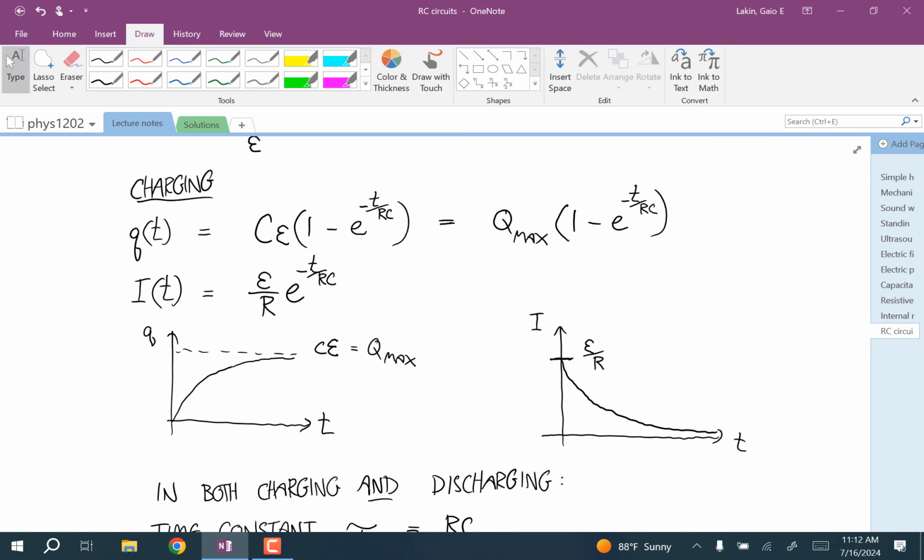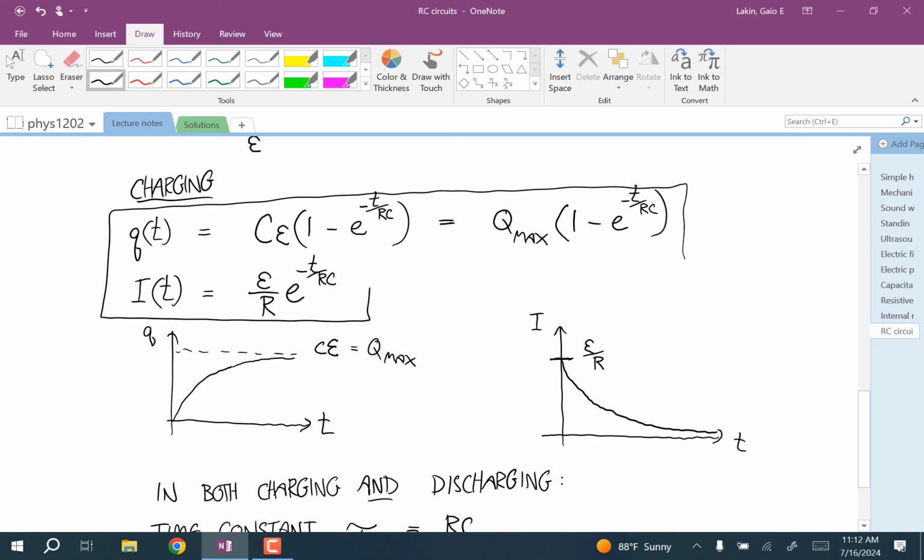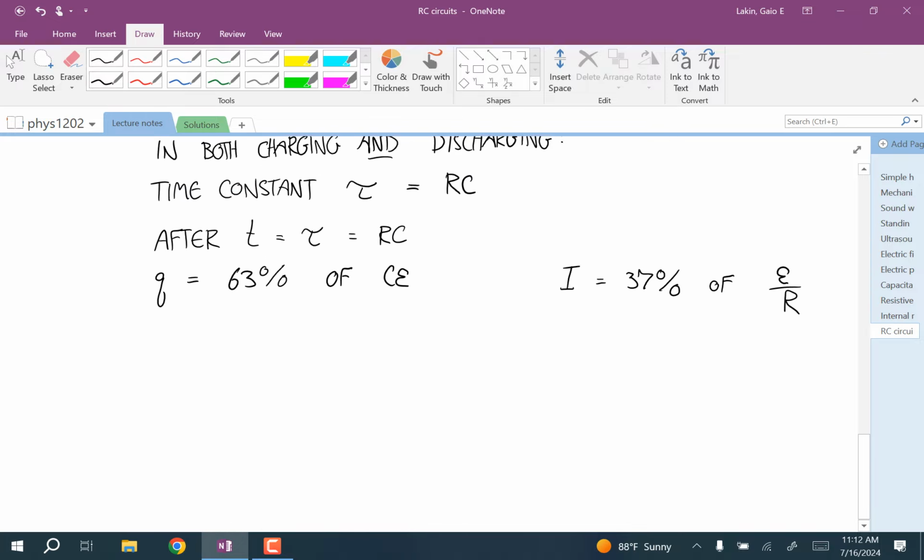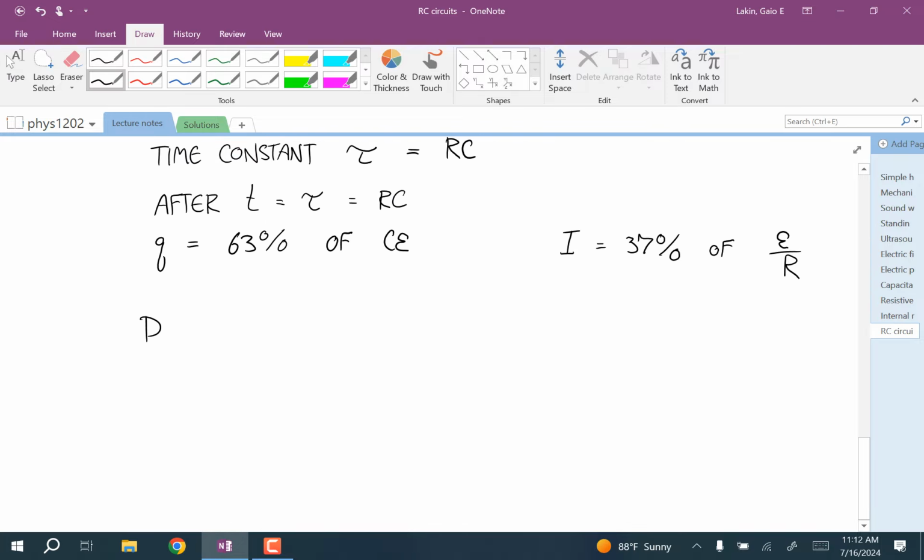Okay, so the equations that are important here are these, and then remembering what that time constant is. Okay, so now what about when it's discharging? So now you remove the battery, and in a way you use this capacitor as, it's like a battery kind of, although it doesn't behave just like it. It does produce current on its own.